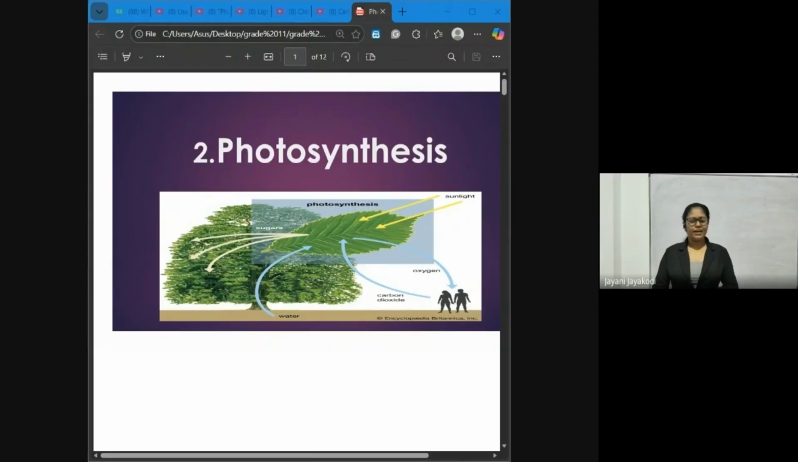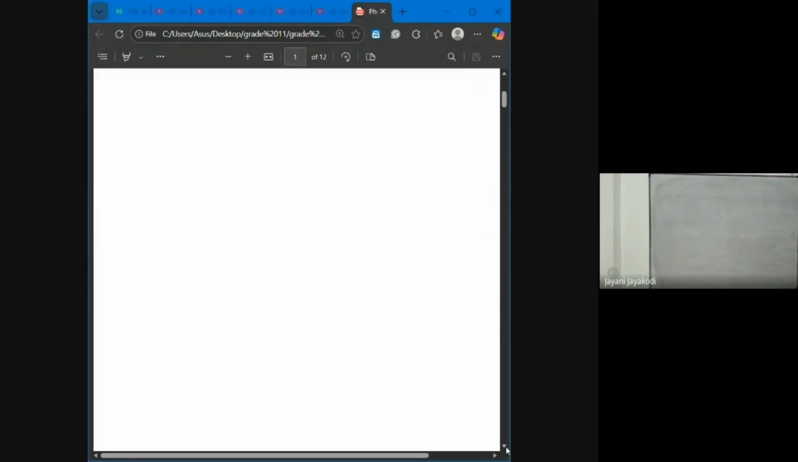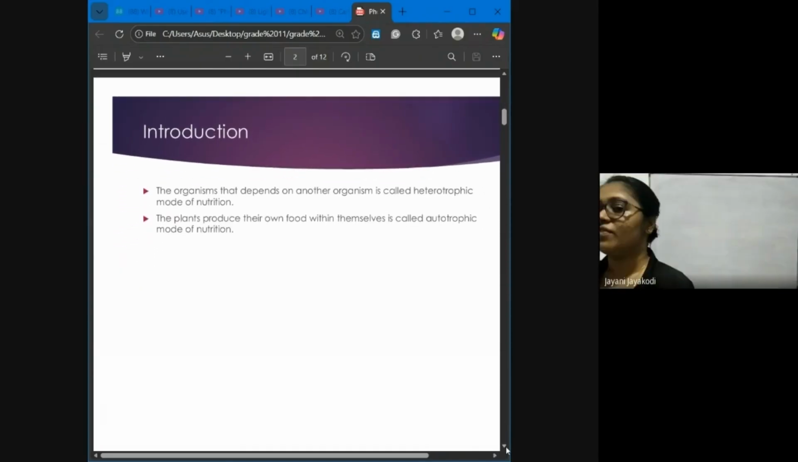Even when you take plants, when they make food, they need conditions. So we are going to learn about what conditions and raw materials we require to do photosynthesis. So here is the photosynthesis introduction.